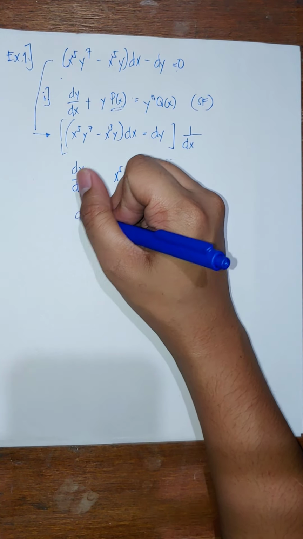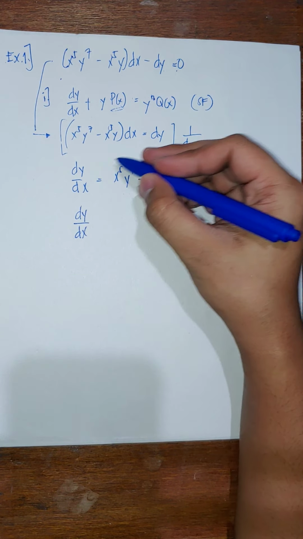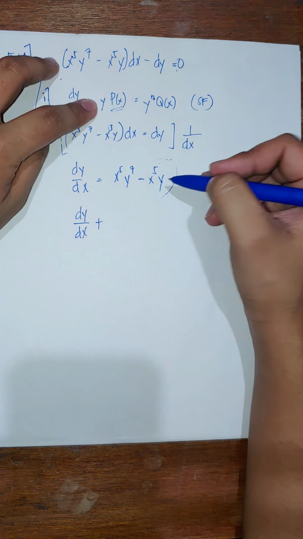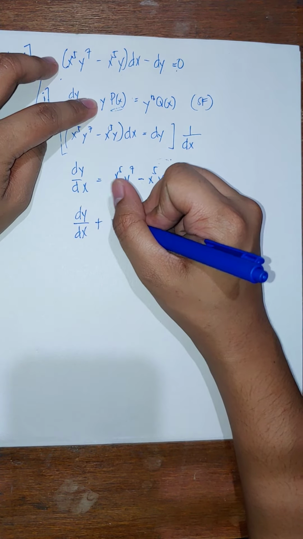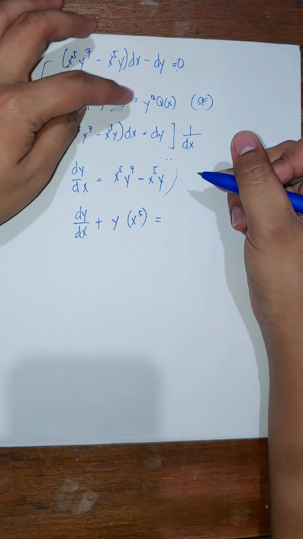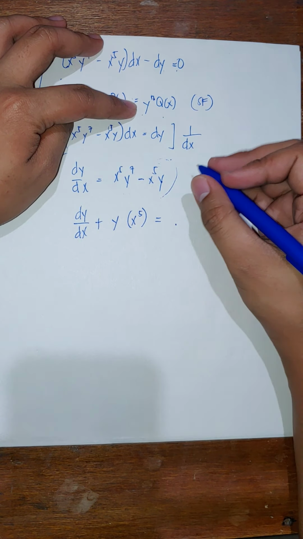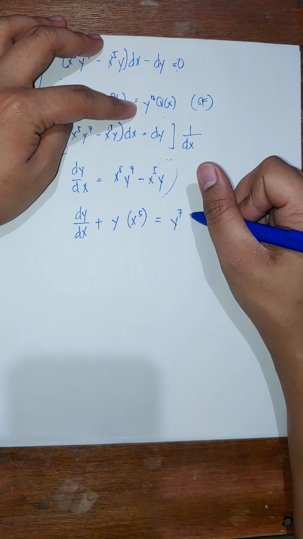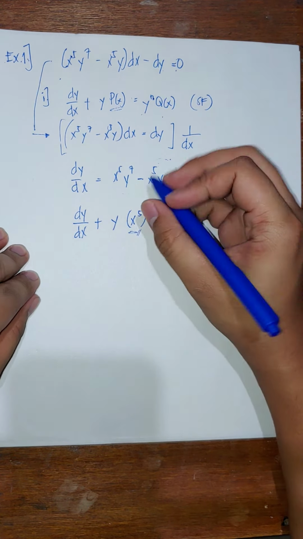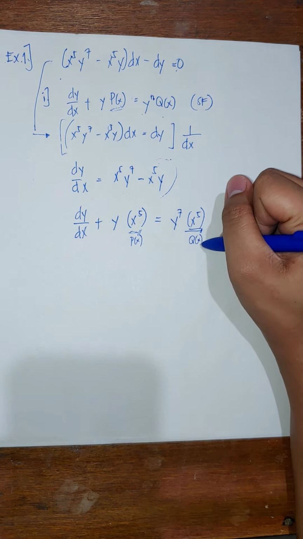So we rewrite: we have dy over dx. Since this is negative, transposing this to this side, it becomes positive. Plus, I'll write it in the form y p of x, so plus y times x to the 5th is equal to, I can also write the right hand side into the form y to the n q of x. So we have y to the 7th times x to the 5th. This is the p of x, and on this side is our q of x.